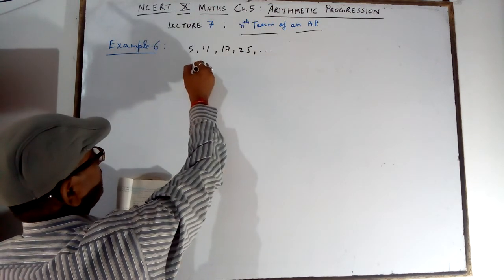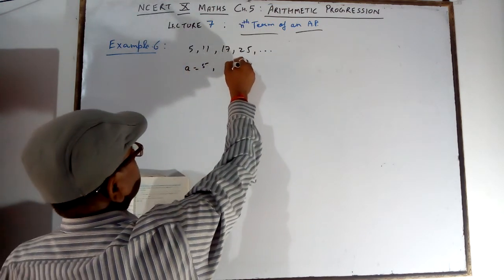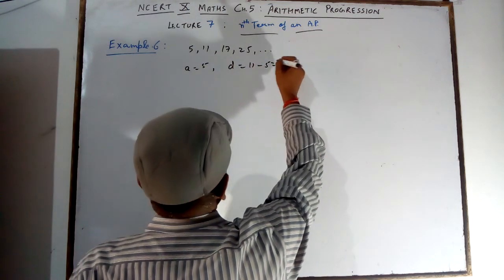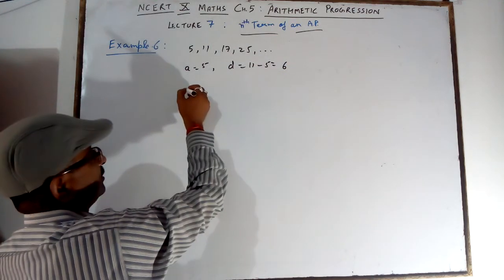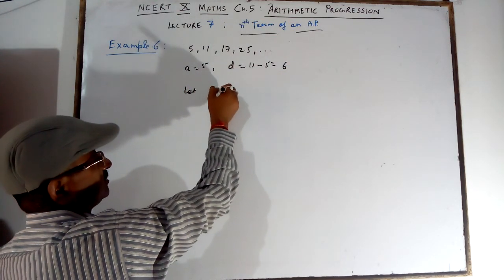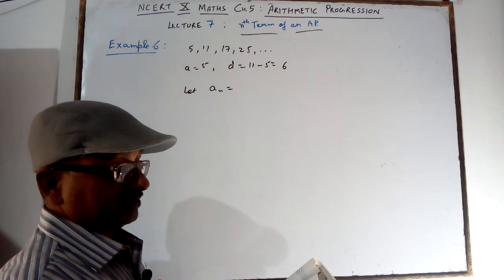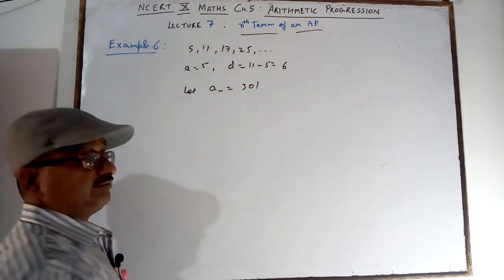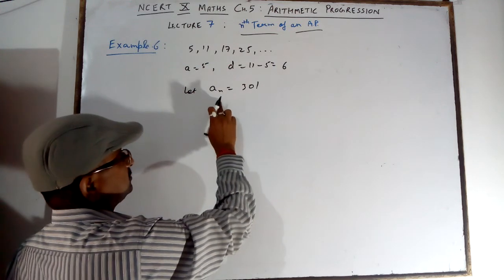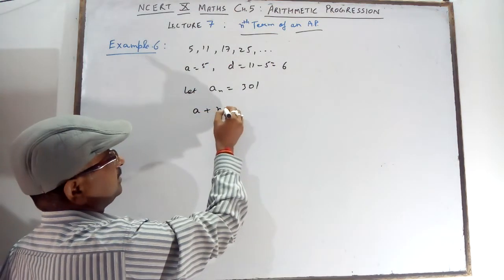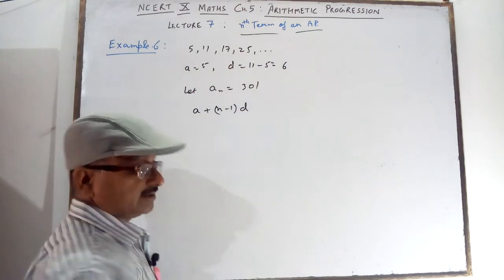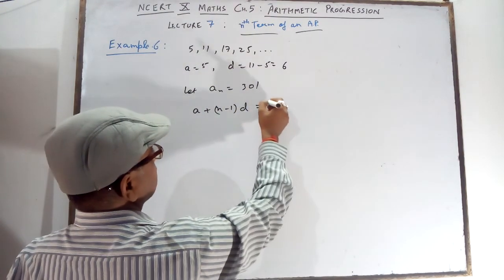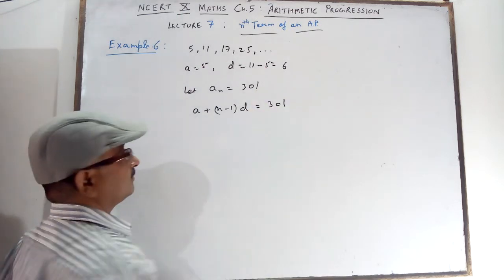It is given that a is equal to 5, and d is equal to 11 minus 5, that is 6. Let the nth term of this AP be an is equal to 301. If the nth term is 301, what is the formula of an? a plus n minus 1 into d. It is the formula of an. So a plus n minus 1 into d is equal to 301.